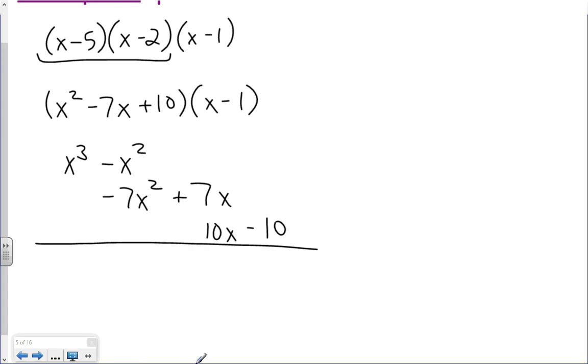You certainly don't have to write it out this way. You can write it all out in one line if that's easier for you, but this kind of helps you see how this adds up then. You've got your x cubed. You got a negative x squared and a negative 7, so that's a negative 8x squared. 7 and 10 gives us 17x, and then the minus 10 at the end. And there's those three binomials multiplied out and simplified there.